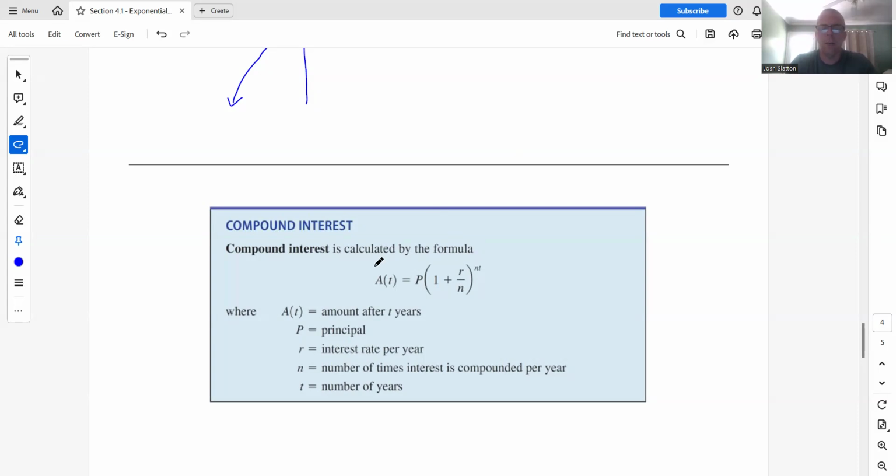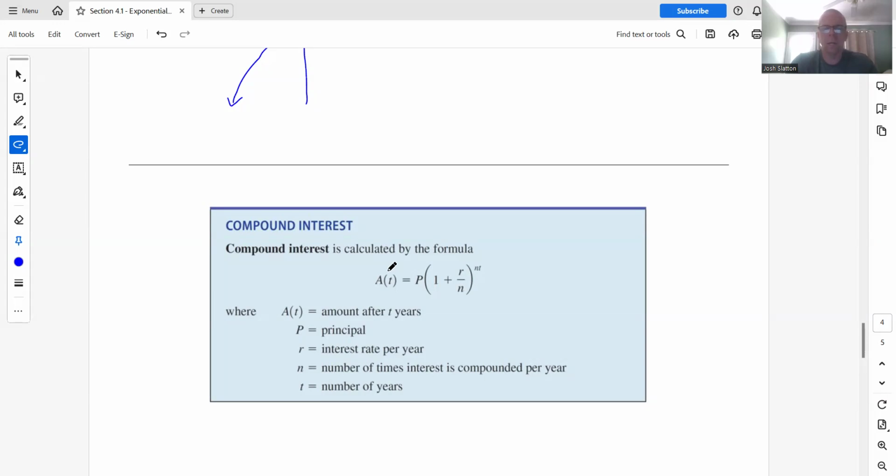I would recommend every time you do one of these problems, so there are going to be a few problems on the homework, every time you do one of these, I would suggest that you write down this formula before you fill anything in. That way you can memorize the formula because it's not super complex. But if you haven't made any effort to memorize it, then it's probably going to be hard to remember.